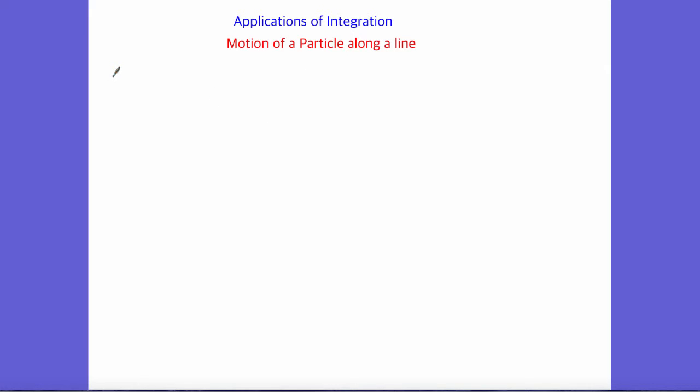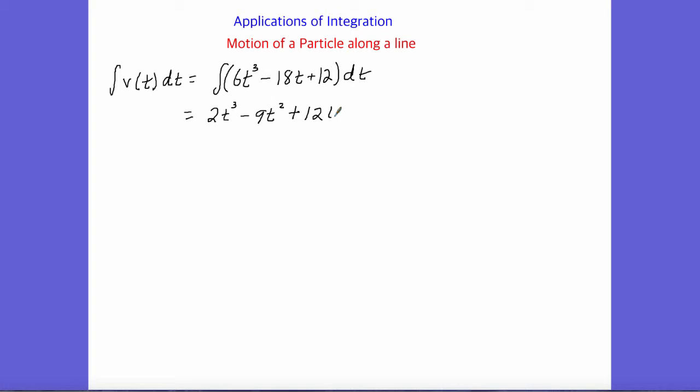So if we substitute v of t in, I could integrate all 3 of these. If we integrate just straight up v of t dt, that means we integrate 6t squared minus 18t plus 12 with respect to dt, and we get 2t cubed minus 9t squared plus 12t. That goes for each one of those integrals. That's the integral of v of t.